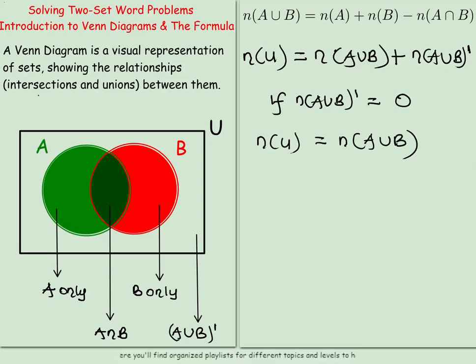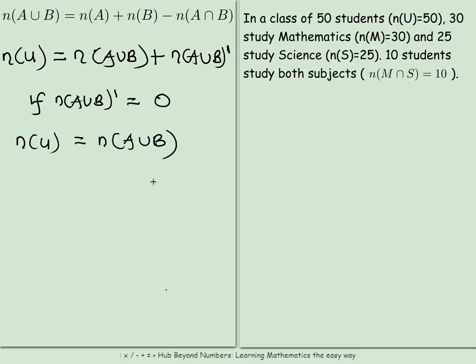So with this said, let's look at how we can actually apply it in solving questions. In the first question we have here, it says in a class of 50 students, it has been indicated that the universal set is equal to 50. 30 students study mathematics. So you can rewrite it as the number of students that study mathematics, N of M, is 30. And 25 study science. So the number of students that study science is 25.